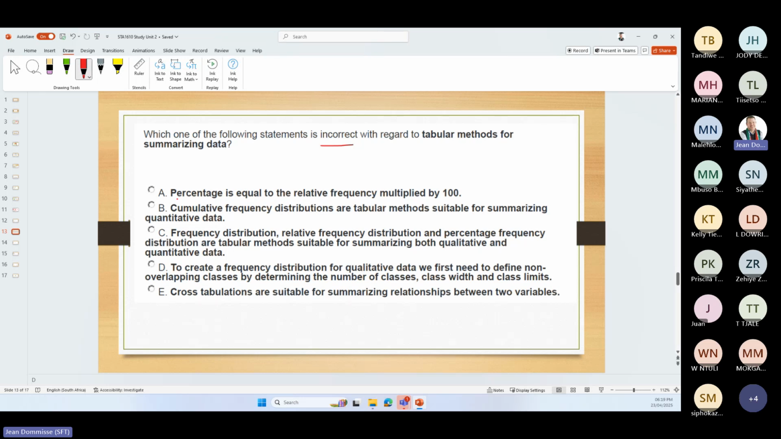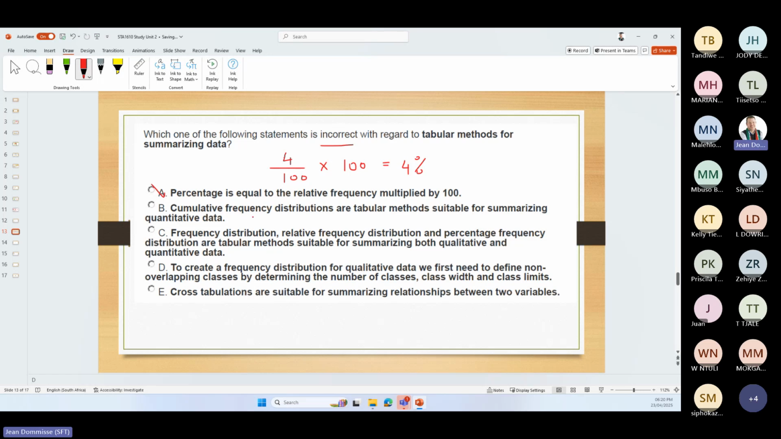So percentage is equal to the relative frequency multiplied by 100. So if we look at one that was 4 out of 100, if we multiply that by 100, we will get 4%. Okay, so that a percentage is equal to the relative frequency multiplied by 100.